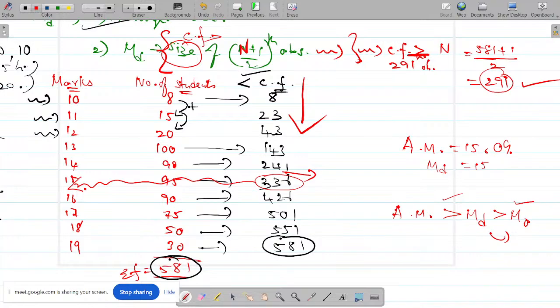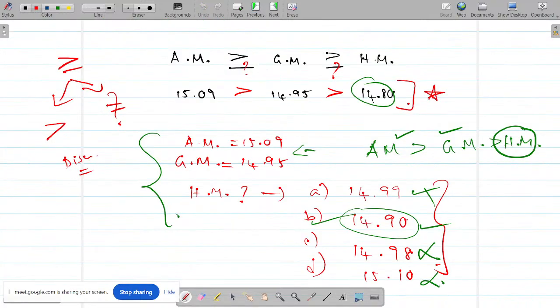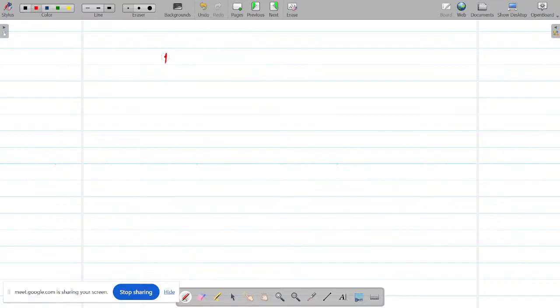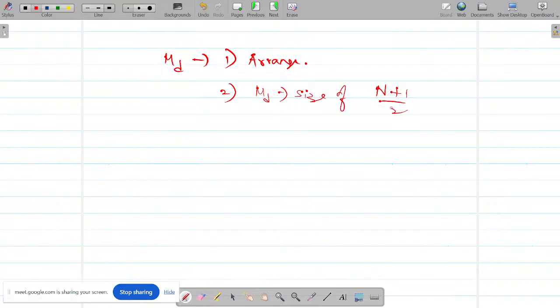So this is the concept. So what's the formula? Let me come again. What's the median formula? First step, you need to arrange in ascending order. Please remember, for discrete and continuous, it's already arranged and given to you, so you need not worry about arranging. What's the second step? The median formula directly: size of (capital N plus 1) by 2th observation. Instead of size, I'll be taking CF greater than (N plus 1) by 2th observation.